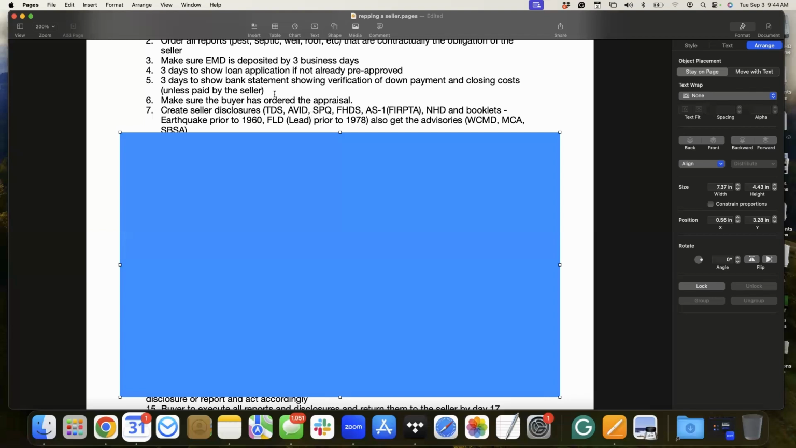Okay, prior to 1960, what do we need? Earthquake form. Prior to 1978, lead, right? And then we also try to get the water conserving advisories, our water conserving fixtures, carbon monoxide detectors, our MCA, our market conditions advisory. What does our market conditions advisory say?